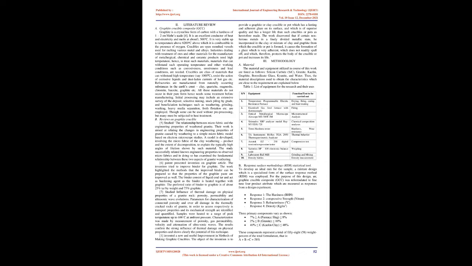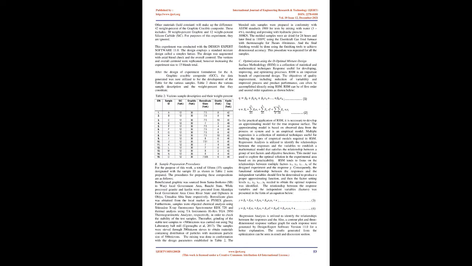Refractories are manufactured from naturally occurring substances in the Earth's crust: clay, quartzite, magnesite, chromite, bauxite, graphite, etc. All these materials do not occur in their pure form, hence need some treatment before manufacturing. Initial processing may include an extensive survey of the deposit, selective mining, stockpiling by grade, and beneficiation techniques such as weathering, grinding, washing, heavy media separation, froth flotation, etc. are employed. Though some can be used without pre-processing, many must be subjected to heat treatment.